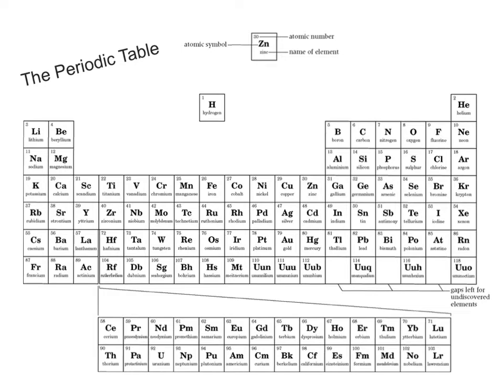So let's take this one at the top, for example, this box, and explain what we've got. So we've got the name of the element here given. So in this box, we're looking at zinc. You'll notice that it has the letters Zn above that. So we've got what's called chemical symbols or atomic symbols, and each element is given its own symbol.